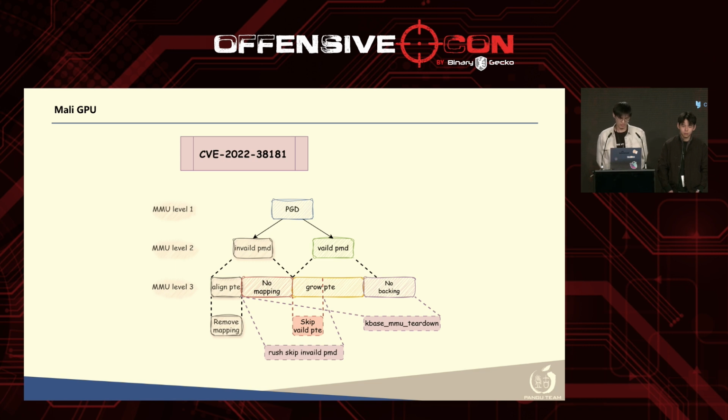But in this vulnerability, it may be a problem, and you can see this picture. If we have a region PTE at the first, and I record the race ratio to the second, we can skip some valid PTE, and finally we can get a page UAF in the end.